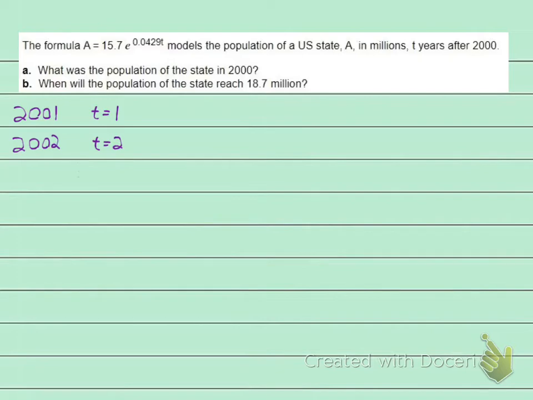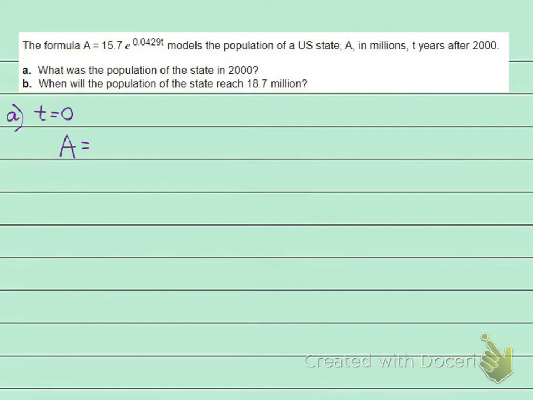What would the year 2000 be? What would t be? t would be 0. So the year 2000 is actually 0 years after the year 2000. So for part A, what we have to know is that t is going to equal 0. And if we know that, we just plug it into the formula. So let's go ahead and write down the formula.